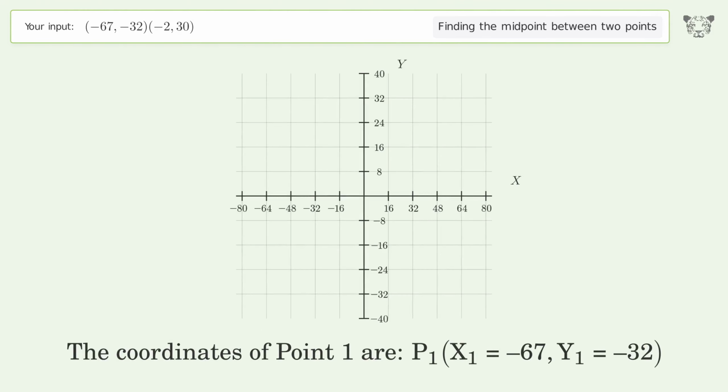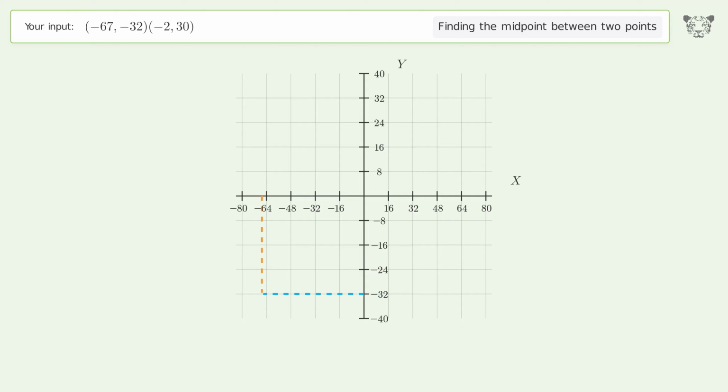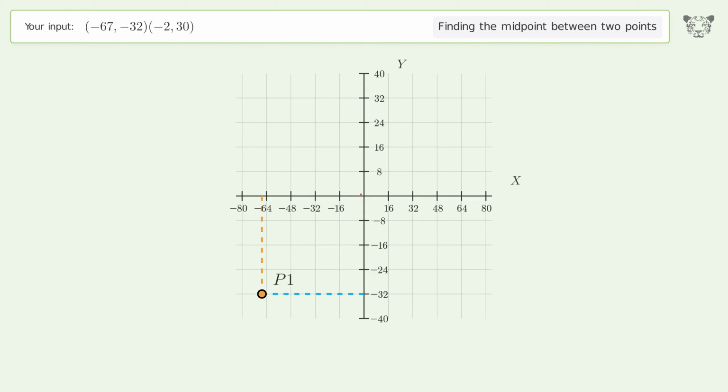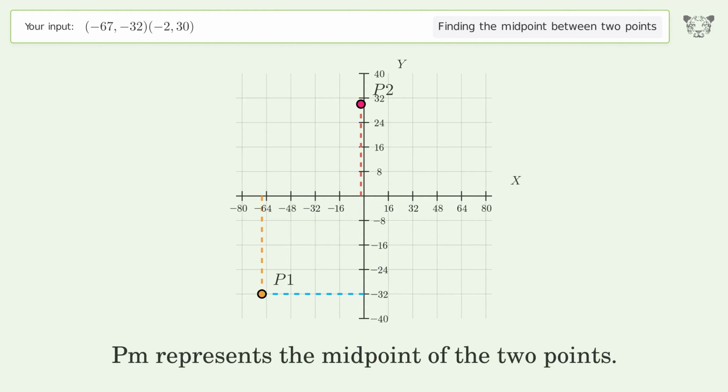The coordinates of point 1 are, x1 equals -67, y1 equals -32. The coordinates of point 2 are, x2 equals -2, y2 equals 30. PM represents the midpoint of the 2 points.